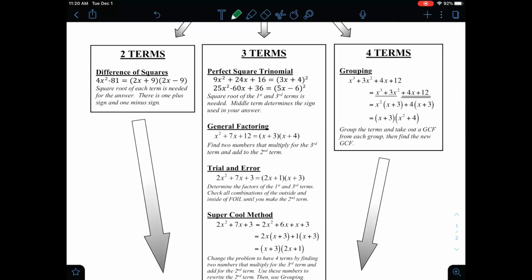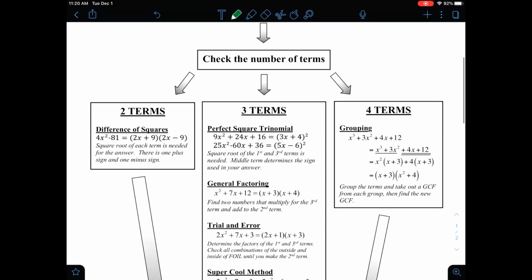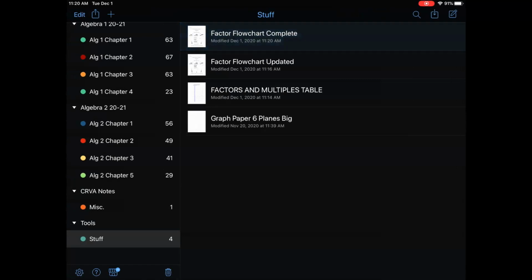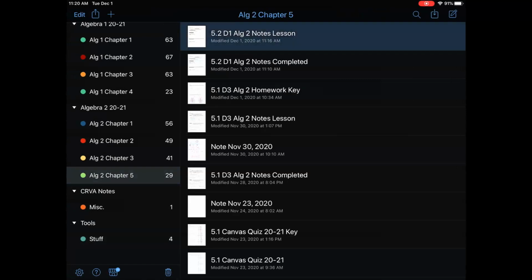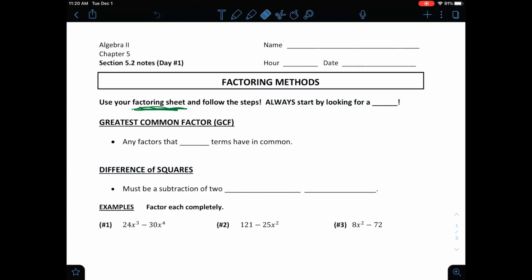Okay, and then general factoring and trial and error we'll talk about a little bit more closely when we get into the actual problems here. So let's go ahead and get into this now. I'm going to be going back to this factor flow chart pretty consistently, so just be prepared for that.